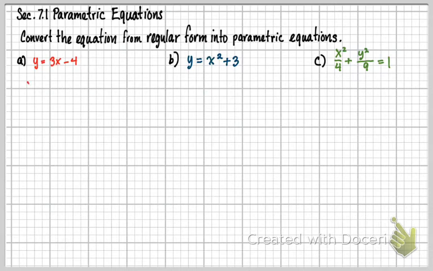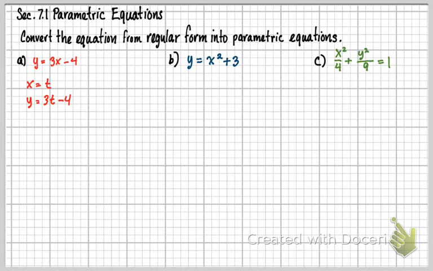But I can simply do this. I can say my x equals t, and then from that, my y is going to equal 3t minus 4. So there we go. That's the set of parametric equations that gives me that line.